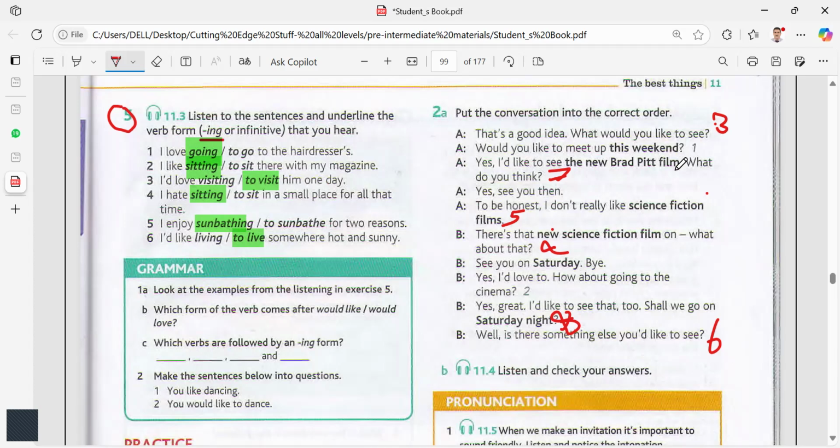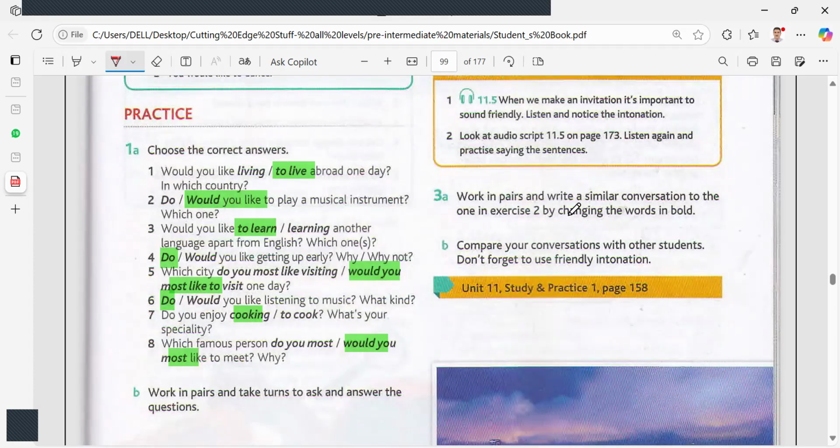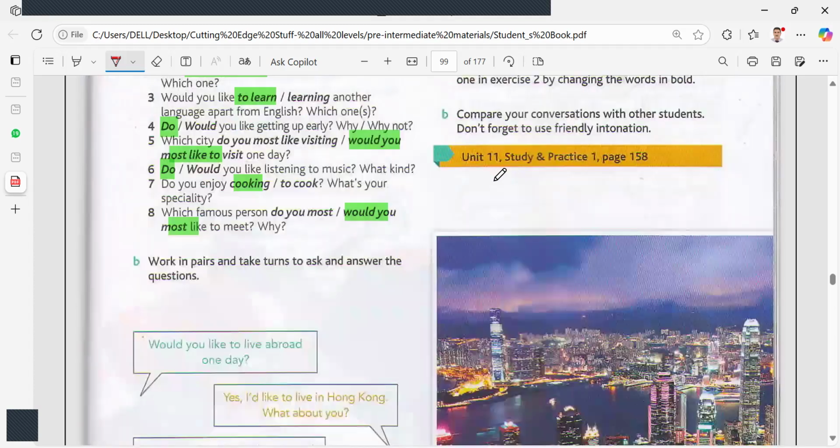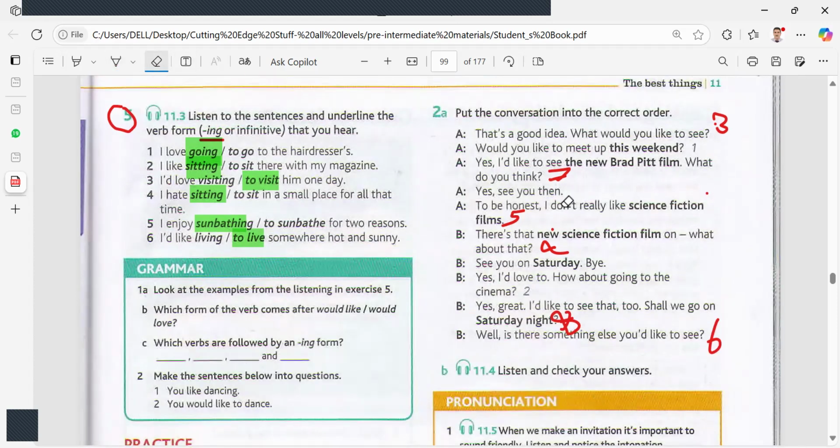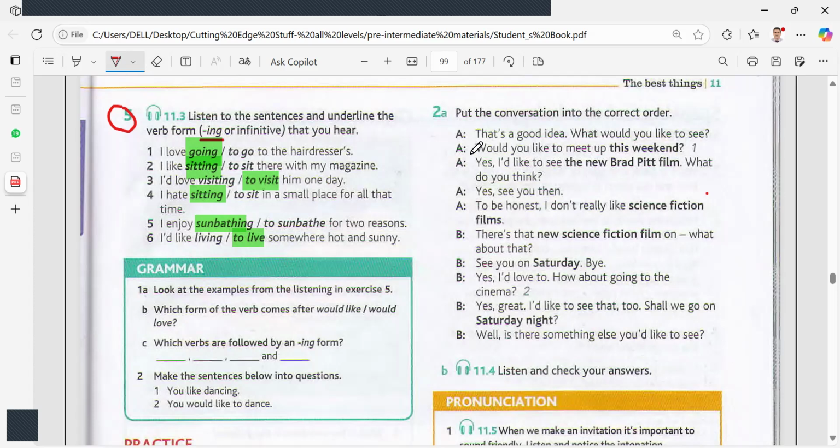Okay, Jude? So is it clear now how to use like and would like? Yes. Okay, so now can we practice this dialogue together? I am A and you are B. Okay. Right? Would you like to meet up this weekend?